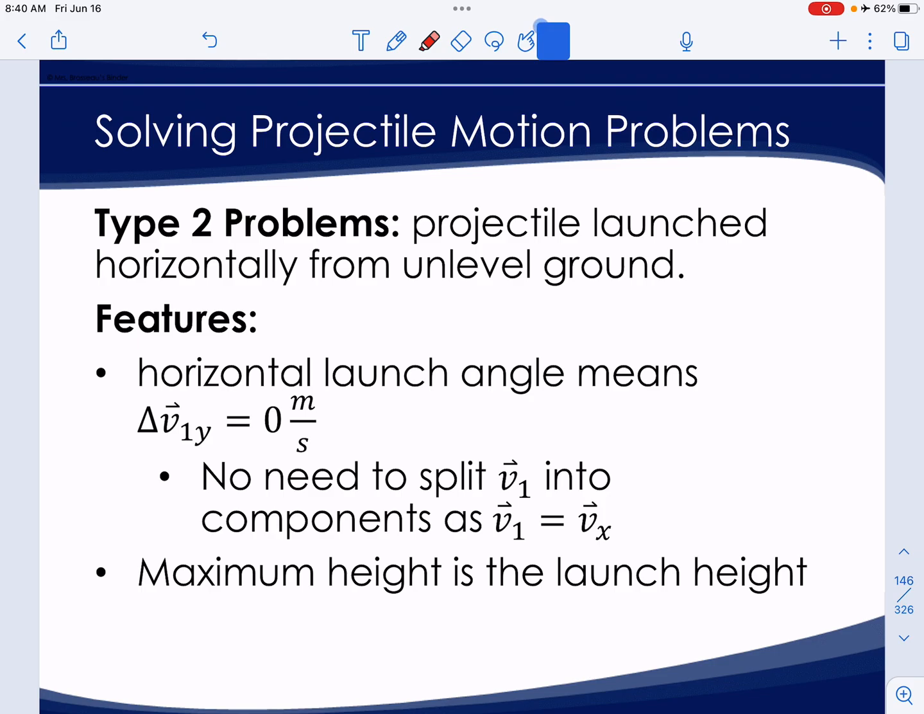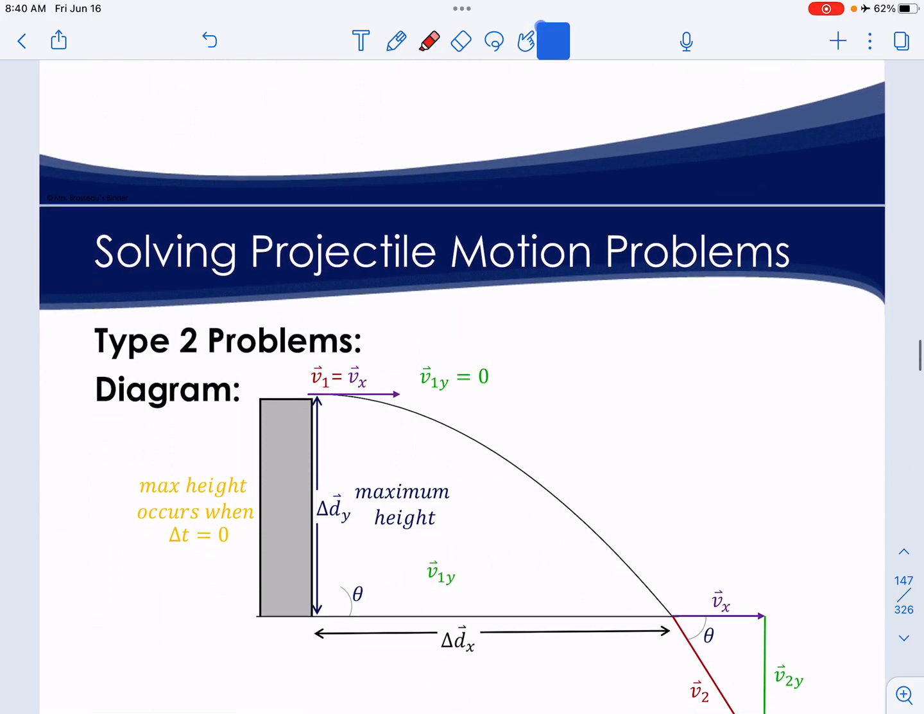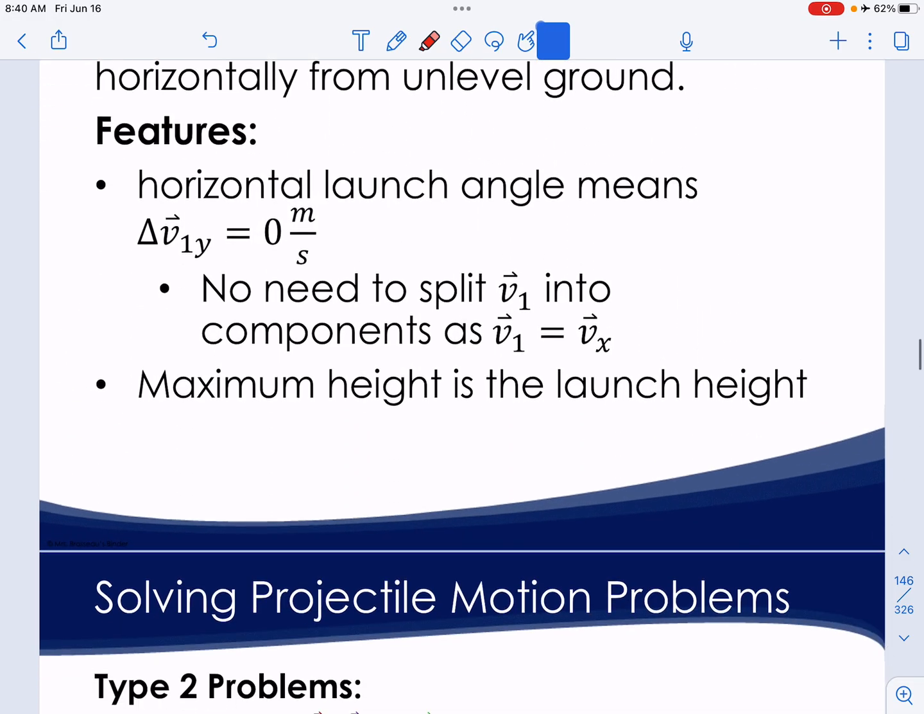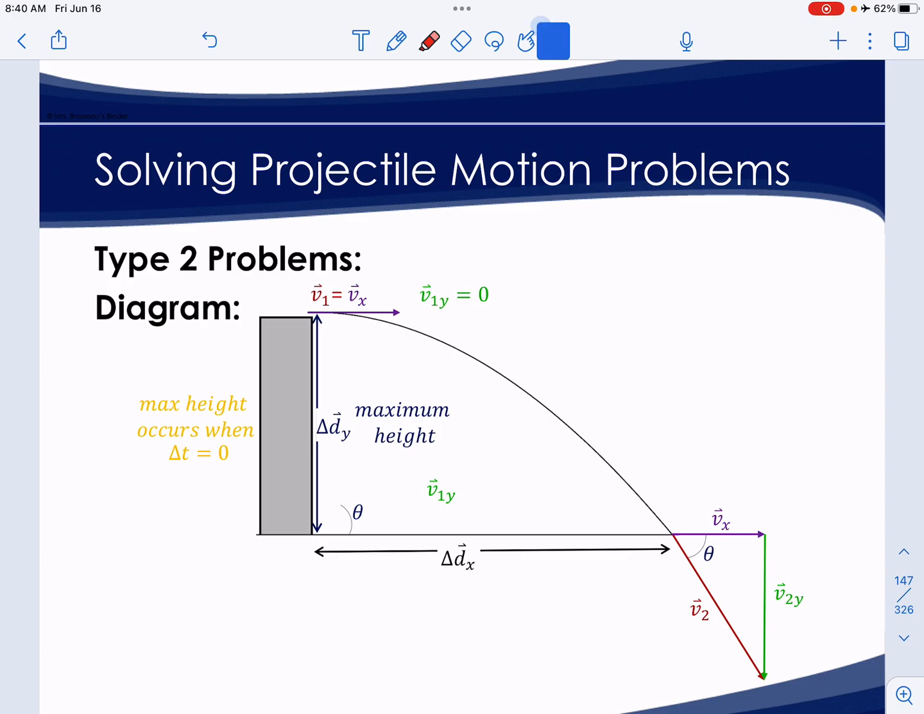Okay, our type 2 problems. So that was our type 1. Type 2 problems, the projectile is launched horizontally from an unlevel ground. Here you can see maybe you're launching something from a cliff, and here's a diagram of that. A lot of these problems have a horizontal velocity where V1 equals Vx. It doesn't have an angle, it's just launched straight horizontally. So this is a type 2 problem.